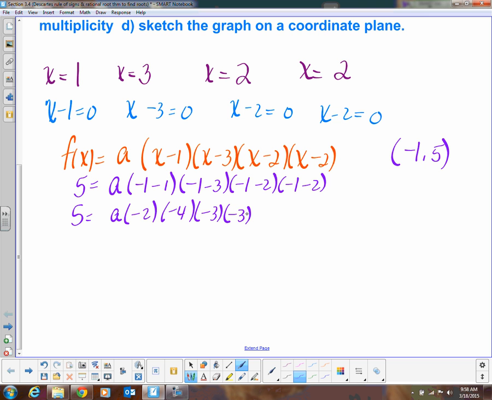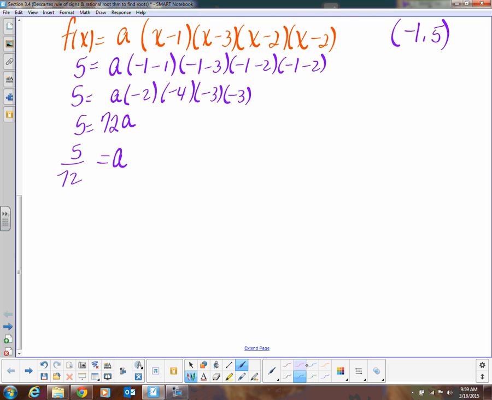You with me? That ordered pair came from here: f of negative 1 equals 5, which came from the problem. So that's going to be 8 times 9 is 72. So 5 equals 72a. What is a? Do you see how much easier it is at that stage of the game? However, if you have roots, there's not much you can do.